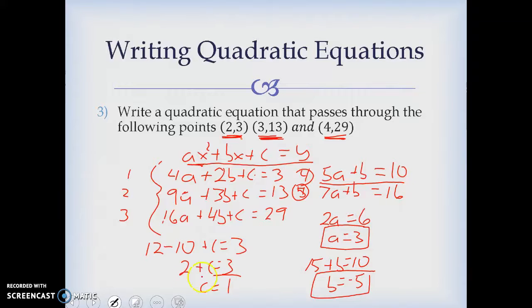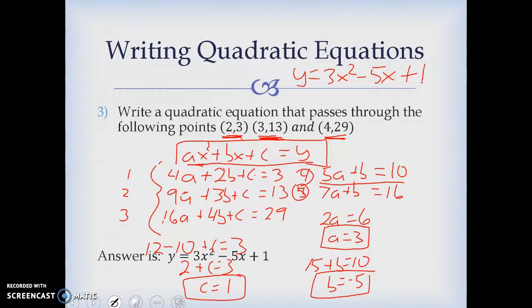So the equation that I'm looking for, I know it's in this form, but now I know what the a, the b, and the c are. My equation is going to be y equals ax squared, so that's 3x squared, plus bx, well that's minus 5x, plus c, which is plus 1. And so there we have our equation, 3x squared minus 5x plus 1.